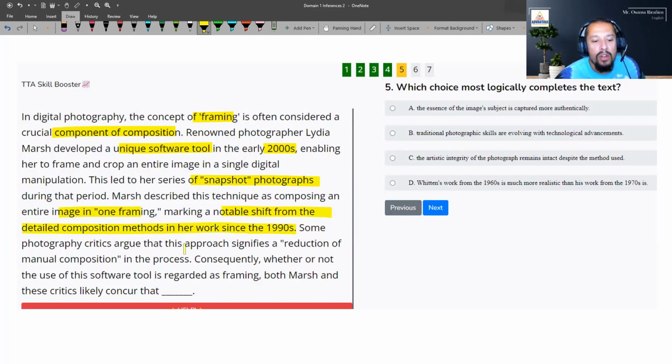Some photography critics argue that this approach signifies a reduction of manual composition in the process. Consequently, whether or not the use of this software is regarded as framing, both Marsh and these critics likely concur that traditional photographic skills are evolving with technological advancements. Lydia created a new technological software, and this software helps her do ABC. The critics don't like it, but we can say that the critics and Lydia will both agree that these skills evolve along with technology.